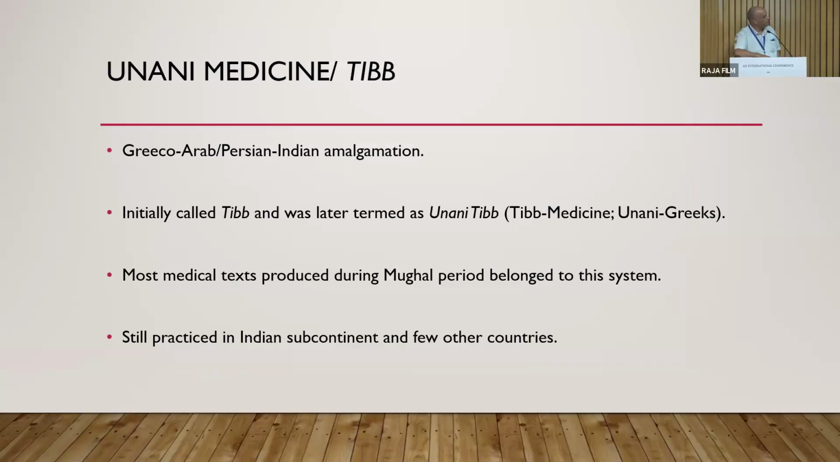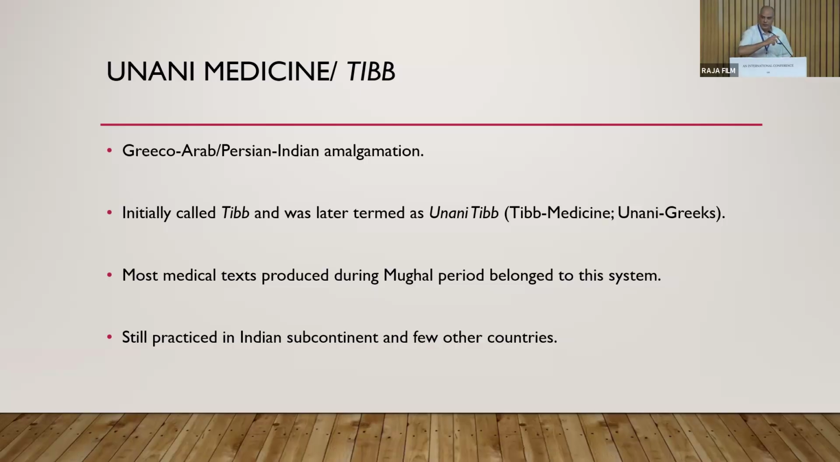So in brief, this Tib or Unani medicine is basically a Greco-Arab Persian Indian amalgamation. Whenever I use the word Arab medicine, please consider this as Arab as well as Persian medicine, because Persians also made a lot of contribution to it. Just because the main texts were in the Arabic language, it is called by historians Arab medicine. Otherwise, it is Arab and Persian medicine. And it also reached India, where the Indian Hakims and other people also developed it. So it's an amalgamation of Greco-Arab Persian medicine.